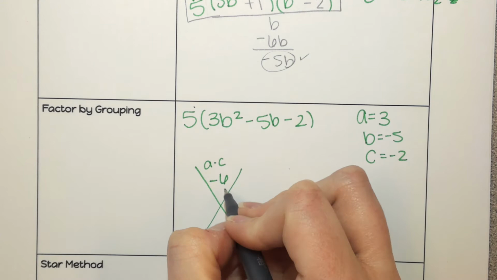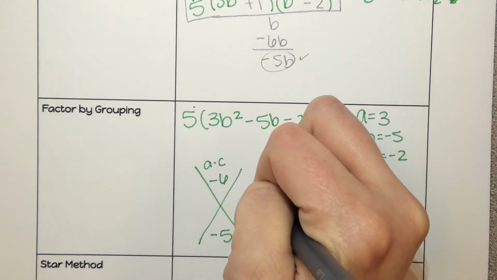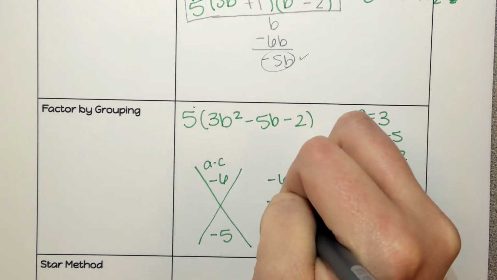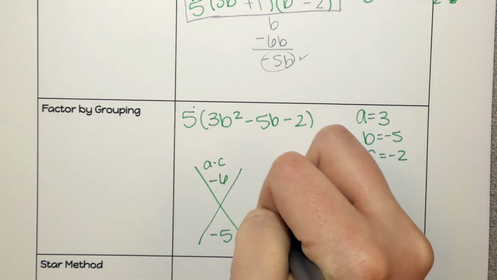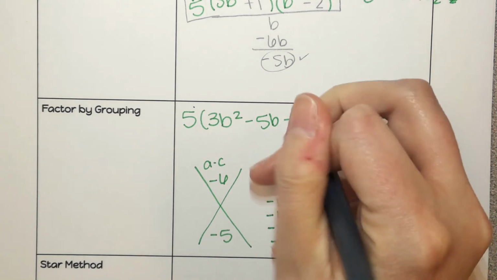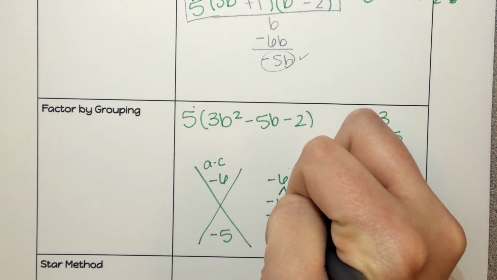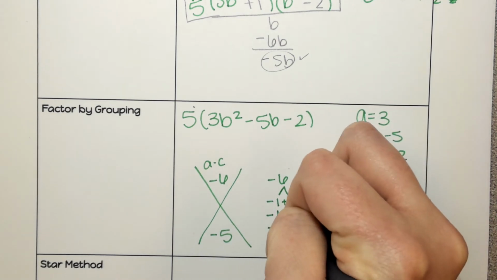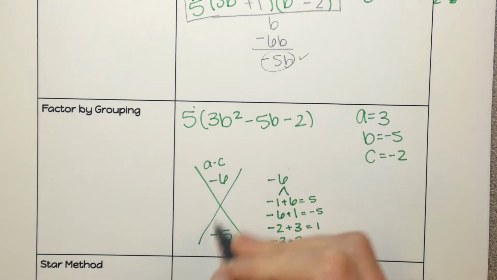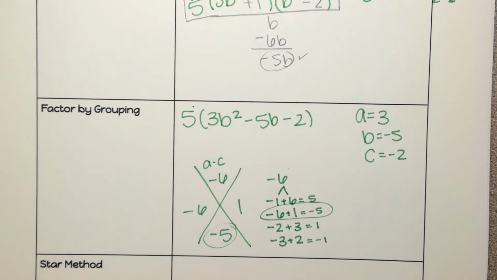Okay, so I need factors of negative 6 that add up to give me negative 5. So I could do negative 1 and 6, negative 6 and 1. I could do negative 2 and 3, or negative 3 and 2. So if I add these together, negative 1 plus 6 is 5, negative 6 plus 1 is negative 5, negative 2 plus 3 is 1, negative 3 plus 2 is negative 1. So the only one that gives me a negative 5 is negative 6 and 1.